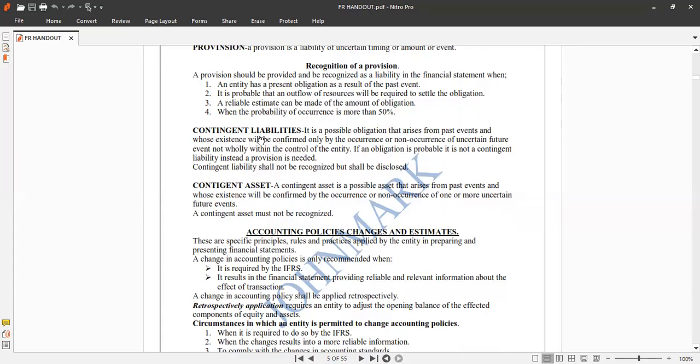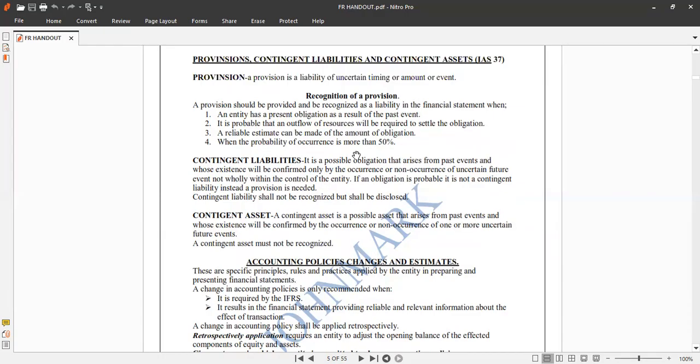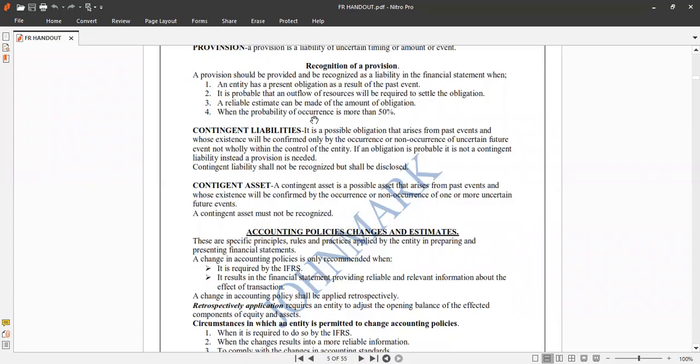Now, note that for both contingent liability and contingent asset, they should not be recognized. They should only be disclosed. Good. A contingent asset must not be recognized. Also, a contingent liability shall not be recognized, but shall be disclosed. Good. So in case you are asked about provision, contingent liability, and contingent asset: a provision should only be provided if the probability of occurrence is more than 50%. But contingent liability and contingent asset should not be recognized. Rather, they should only be disclosed.